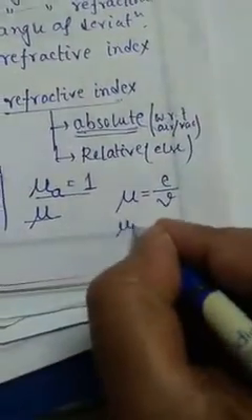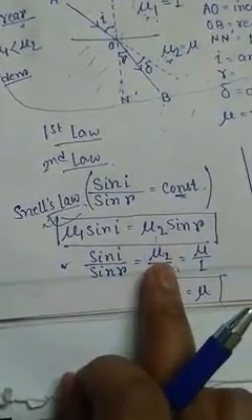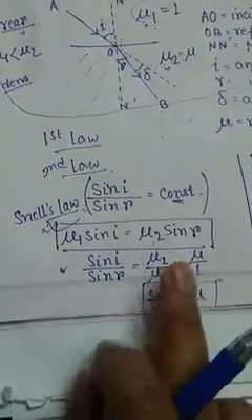So from here, can we write like this? mu1 equals c by v1. c is constant, we know, and mu2 equals c by v2. Can we write like this? Yes, of course we can write. Okay, now let me tell you another thing. Let's go to the next page.